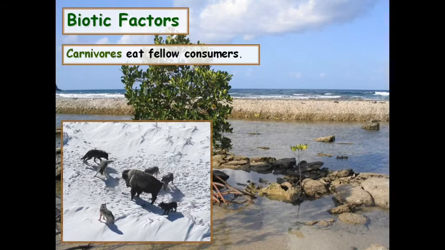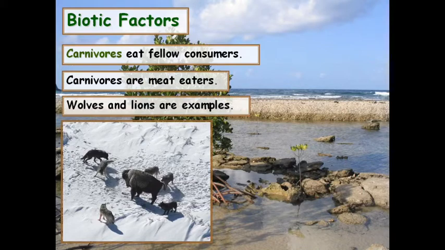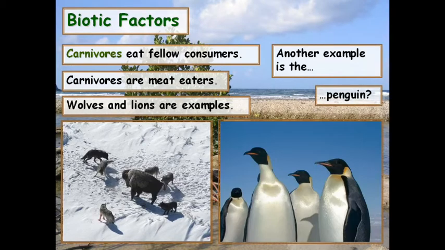Carnivores. They eat consumers. They're meat eaters. They don't just go for the plants. The wolves, the lions, anything that eats another animal is a carnivore. What about penguins? They eat fish. So they eat the meat. They are carnivores. They are consumers.